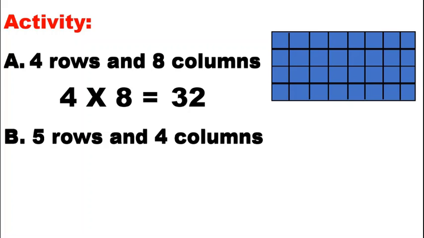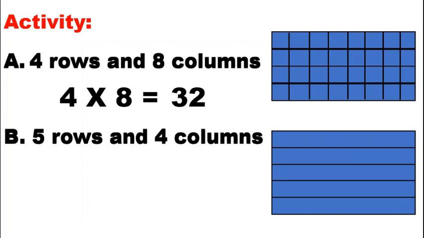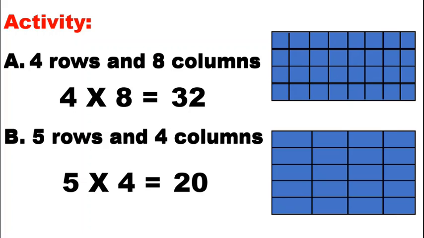How about letter B? 5 rows and 4 columns. We'll draw 5 rows, 1, 2, 3, 4, 5, and cut it into 4 parts. What would be our multiplication sentence? That's right. That is 5 times 4 is equal to 20. So how did you get the answer? That is right. By using the number of rows and the number of columns that we have multiplied, we can write the multiplication sentence into a complete one.